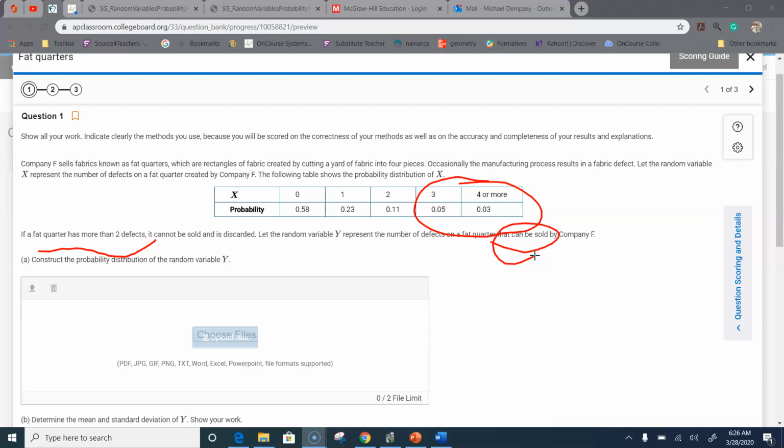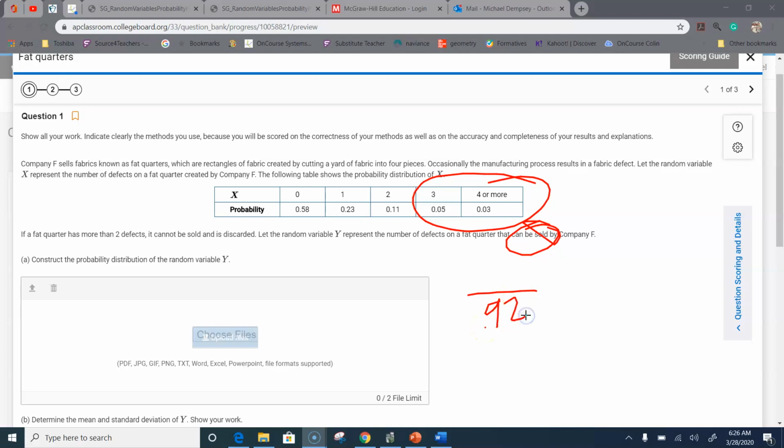So if we're talking about fat quarters that can be sold, what becomes my whole entire world, or denominator? These can't be sold. We want the ones that can be sold. So I have to take this 0.08 and subtract it from 1. And what's left is 0.92. Only this becomes my entire world. So now the probability of 0 is no longer 0.58, but it's 0.58 given that the fabric was sold, right? These are all conditional probabilities.